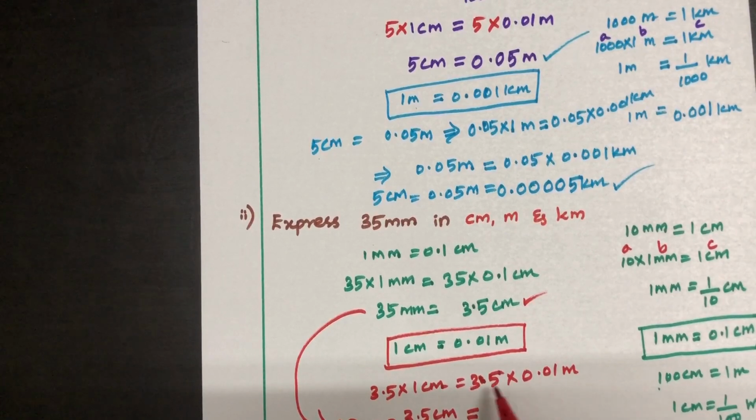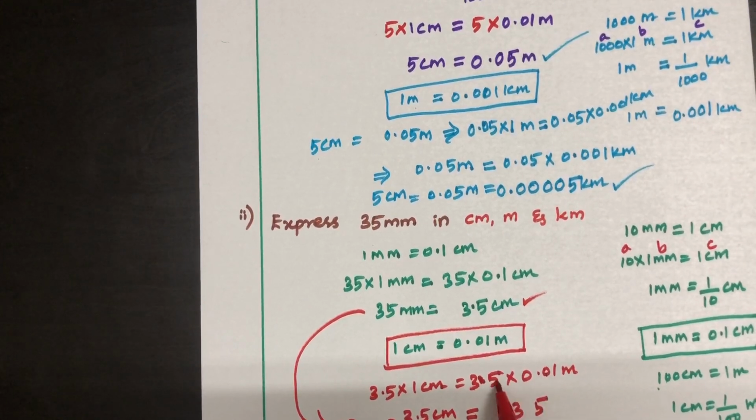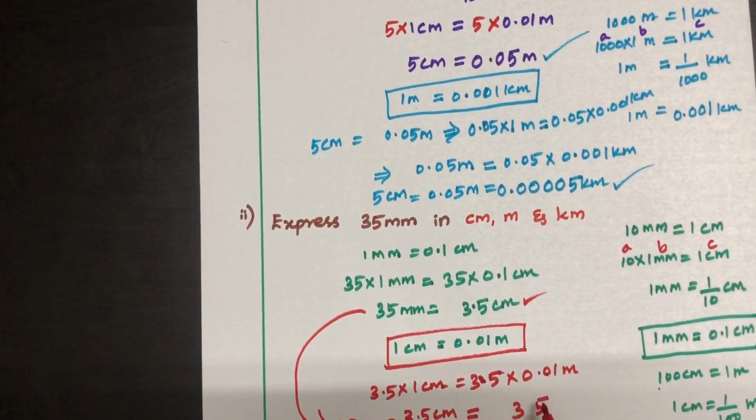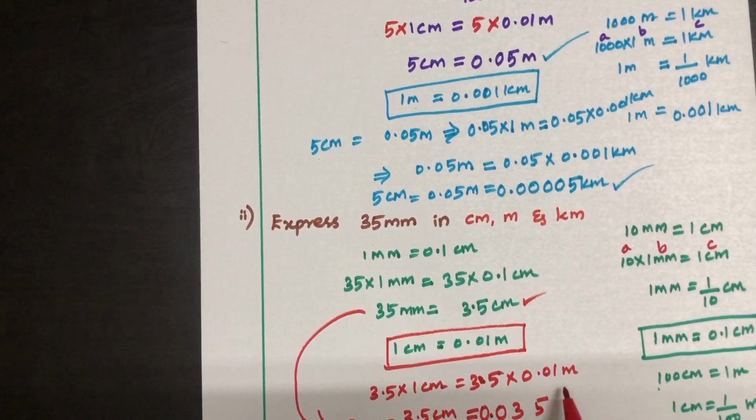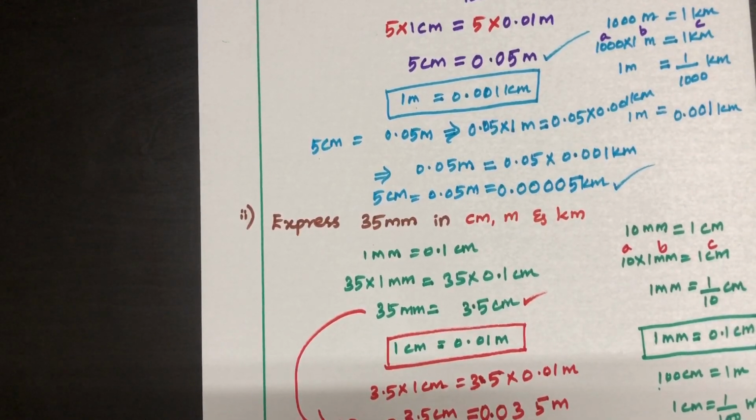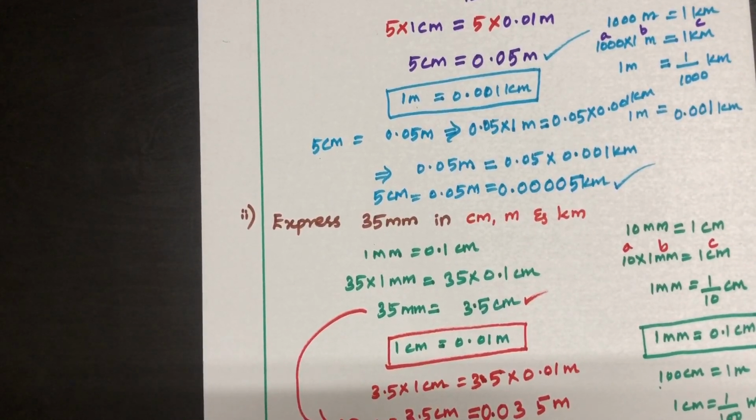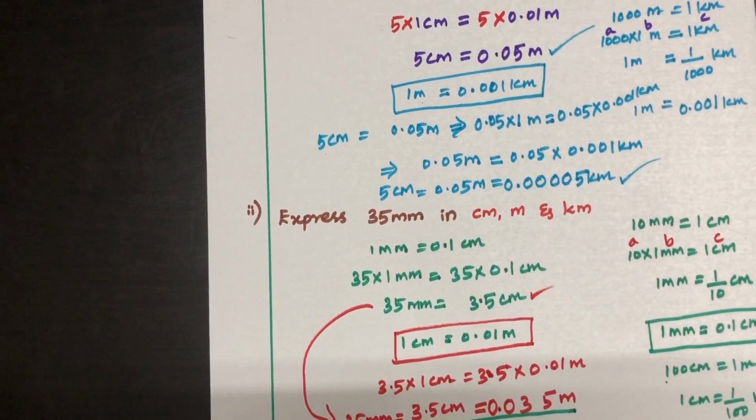This is equal to, just ignore the decimals and multiply with 1. 35 into 1 is 35. Now count the decimal places. 1, 2, 3. So we need to leave 3 places. If there is no number, we can put 0 here. So we have expressed 35 mm in meter also.